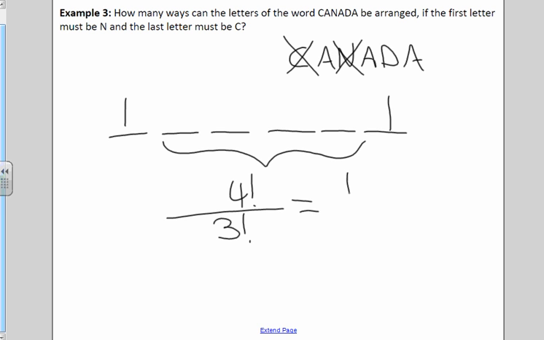And this is exactly what we worked out over here. So there are 4 different ways of arranging the letters, if we're going off of those restrictions: the first letter must be N, and the last letter must be C. Okay. Does anyone have any questions about that? Is that clear to everyone? Okay.